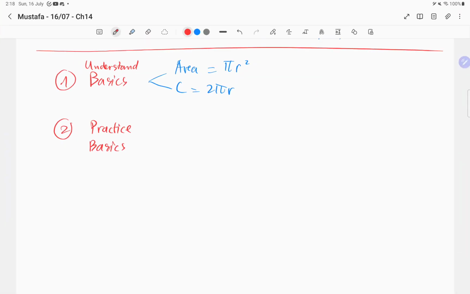Okay, so practice the basics is I calculate. Another example would be using this one, like calculate area given radius equals 7 and use pi equals 22 over 7. So that's practice the basics. You literally just take the formula and punch the numbers into it. If you understand the basics, this step is normally easy for you.